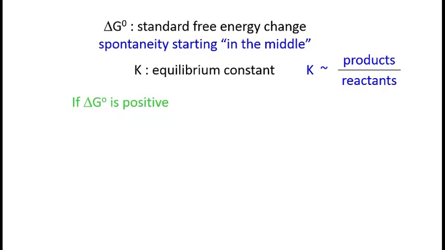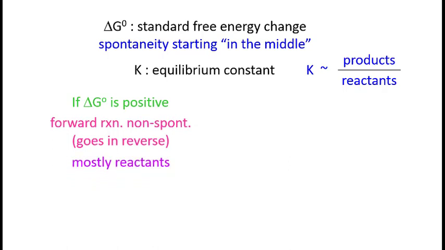If delta G0 is positive, that means that starting in the middle, the forward reaction is non-spontaneous. The reaction doesn't want to go in the forward direction. It would prefer to go in the reverse direction. So when it reaches equilibrium, we would have mostly reactants. If you think about the expression for K, mostly reactants means the amount of products will be small, while the amount of reactants will be large. This results in a value of K that is less than 1. This type of reaction is one that we called not extensive.